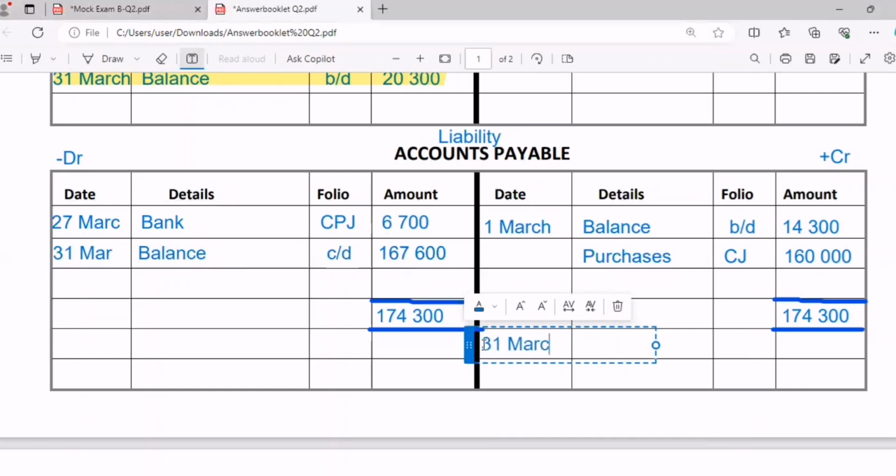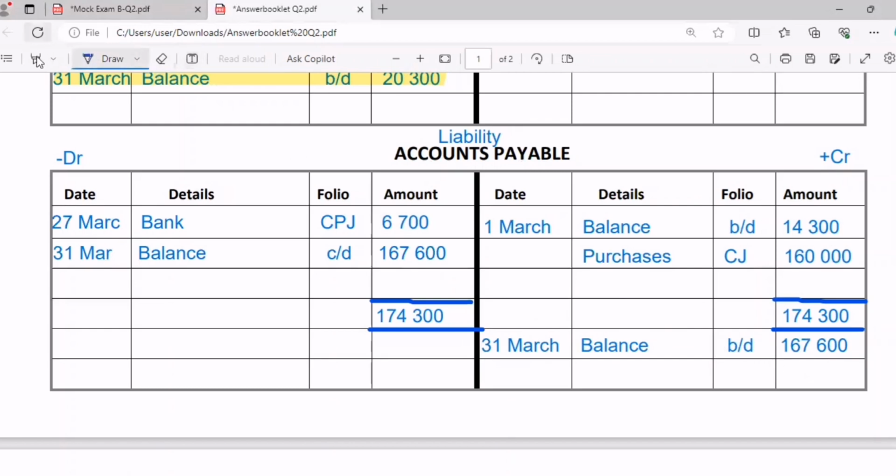On the 31st of March, we have the closing balance, which is balance brought down, 167,600. So guys, how do we interpret this? What is the meaning of this balance, 167,600? This means that at the end of March, the balance that we are owing to our creditors is 167,600.